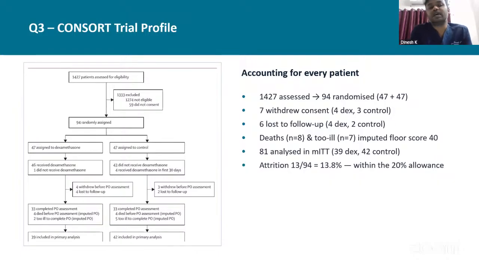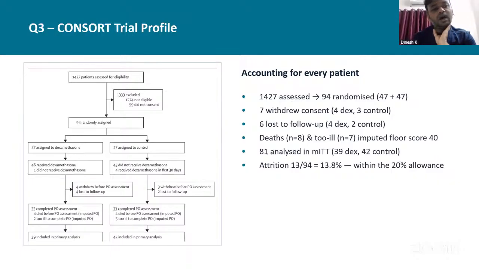With these assumptions, they calculated that at least 36 per group should be there, in both the dexamethasone group and the control group. With a power of 80 percent, a two-sided alpha significance of 0.05, and an acceptable 20 percent attrition rate, at least 45 per group would be needed. So that is how they chose the sample size.